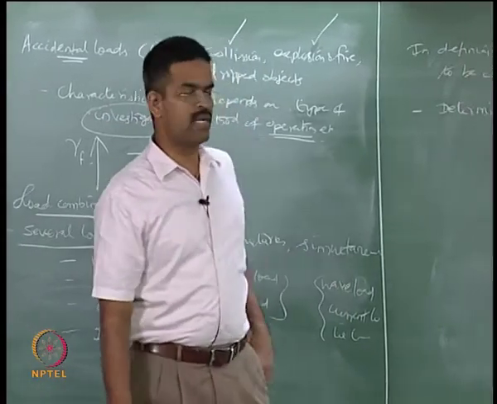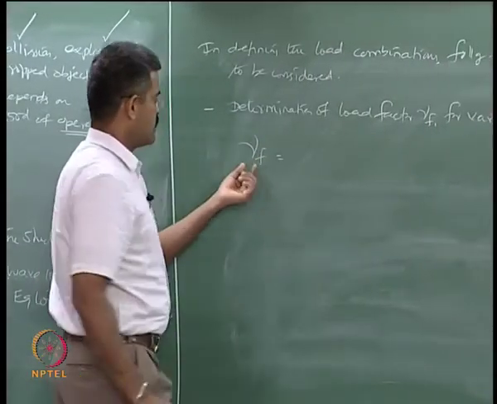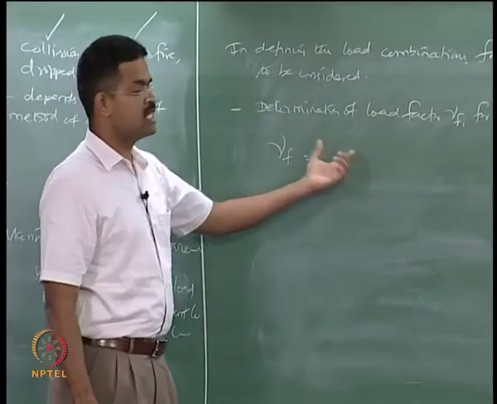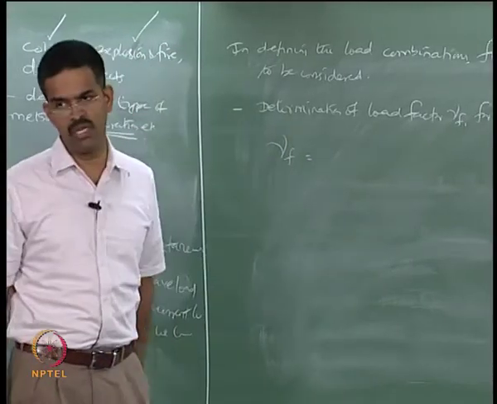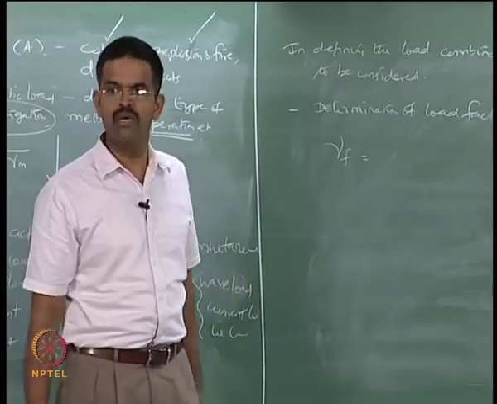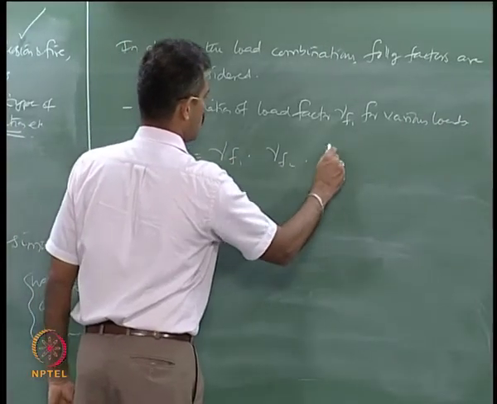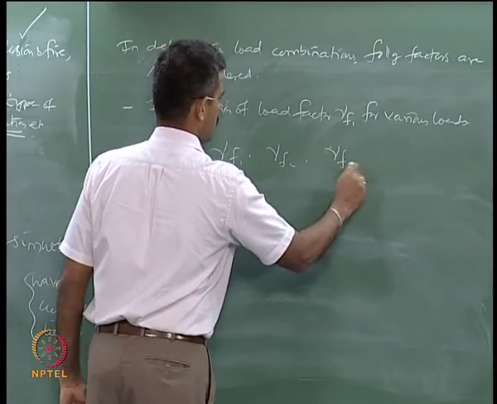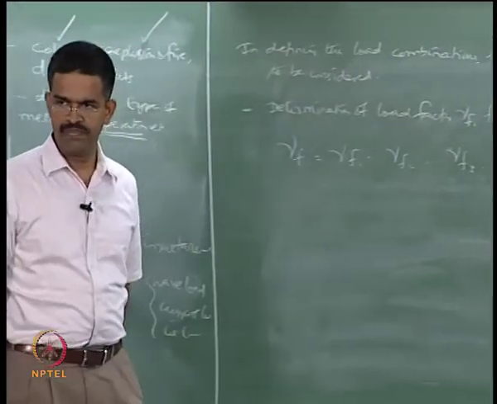What is gamma F1 addressing? Gamma F, which is the safety factor for loads, has got partial safety factors which are not explicitly told and shown in many of the international codes. It is very difficult to assess them. What we said is gamma F1, gamma F2, and gamma F3. This I think was equation number 3.